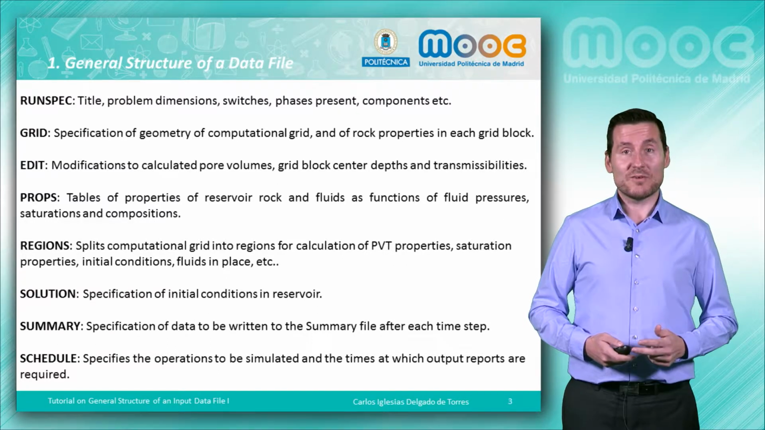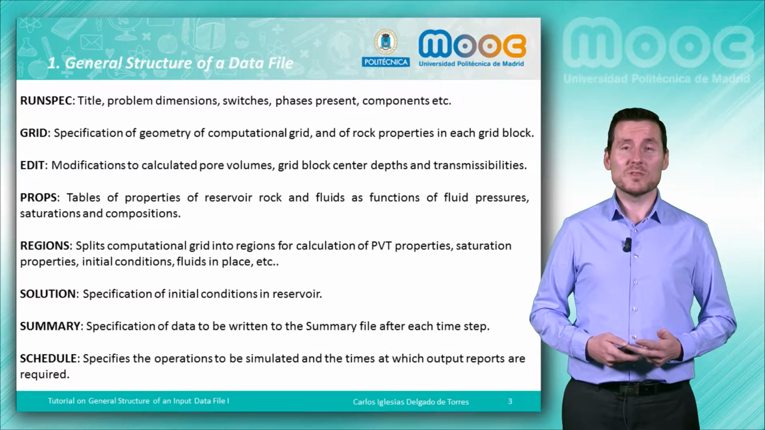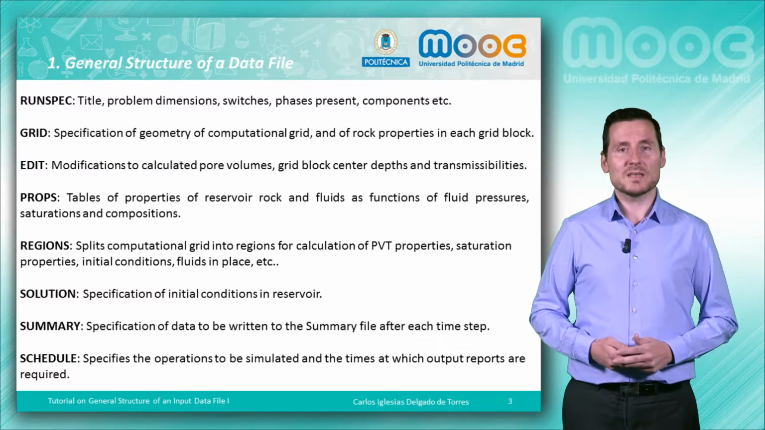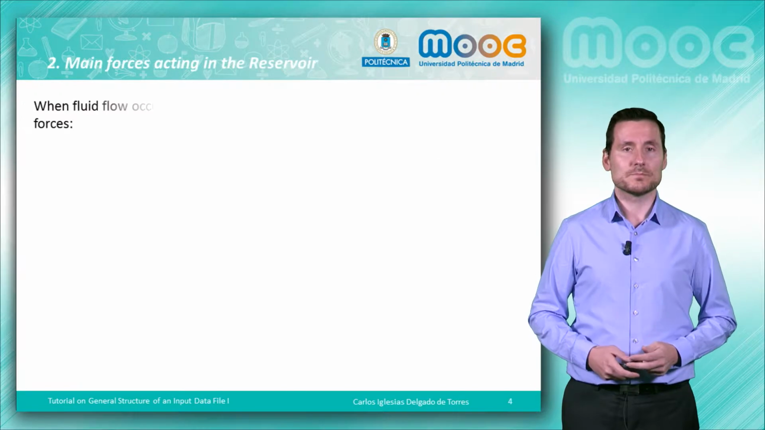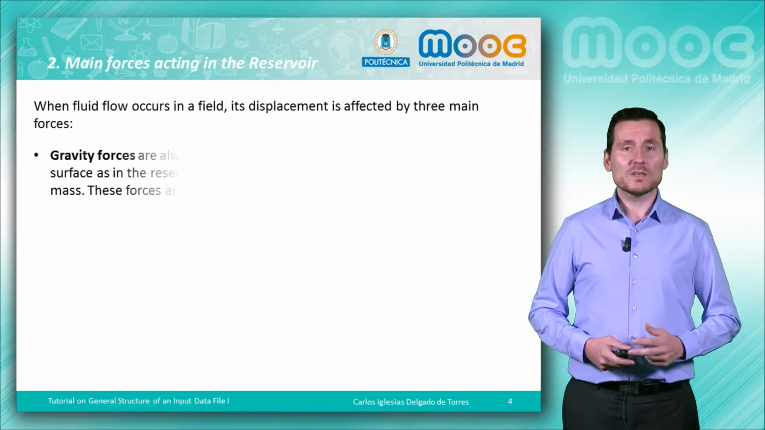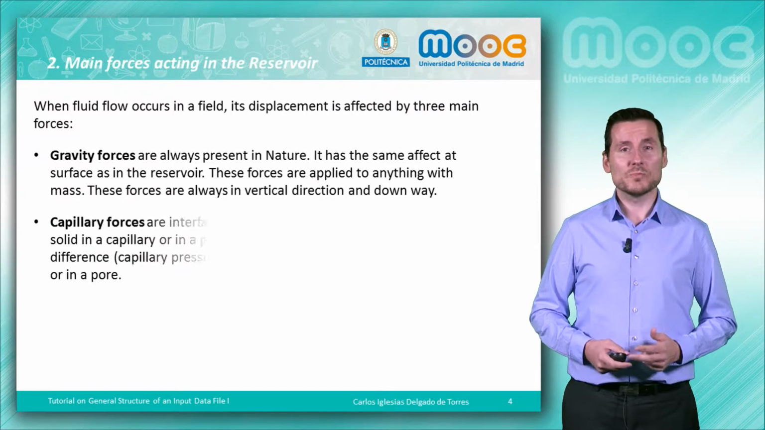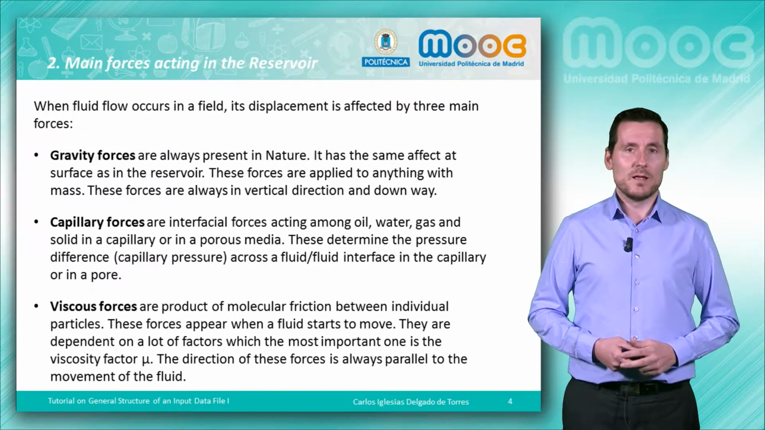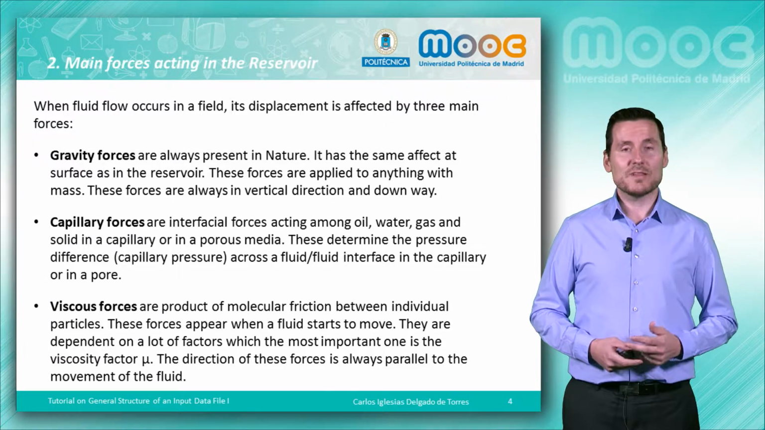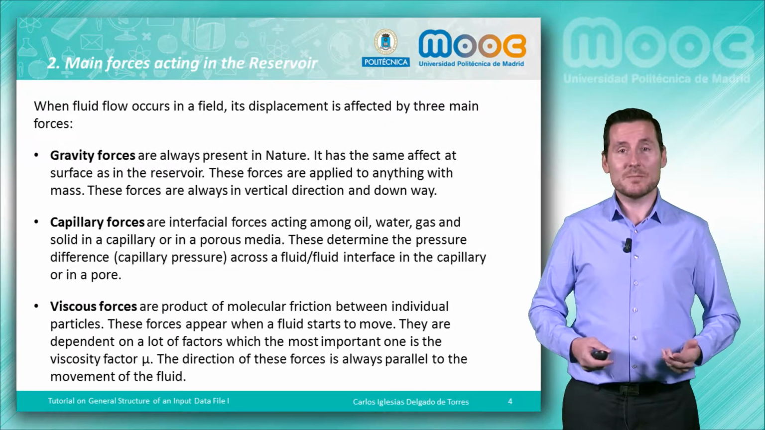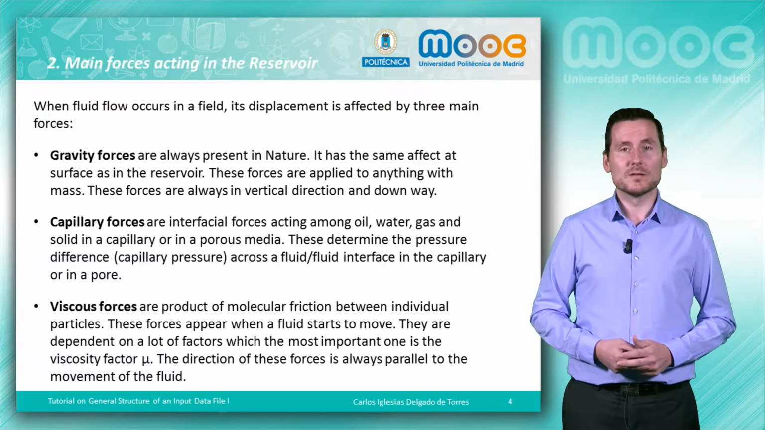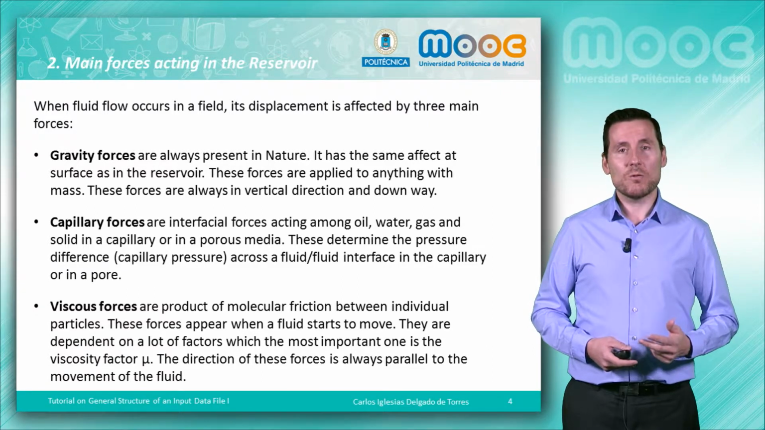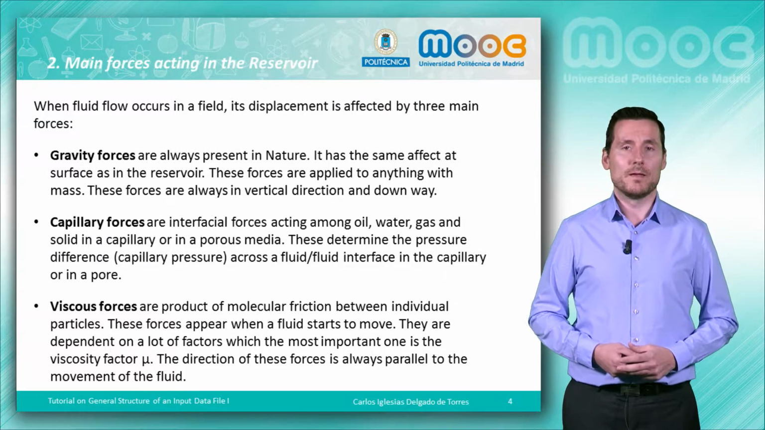Now that we have a clear idea of the structure of an input data file, let's see the main forces acting in the reservoir. Whenever a fluid flows through a porous medium, its displacement is affected by 3 different forces. The first force is the gravity force. It is always present in nature, and it works exactly the same in the reservoir as at surface. Gravity applies to anything with mass, and the vector of this force is always vertical and downward.